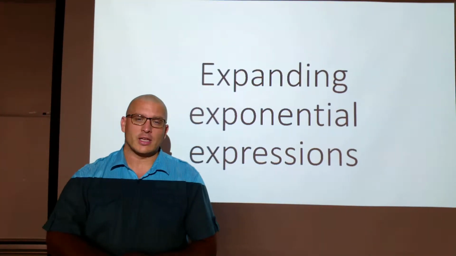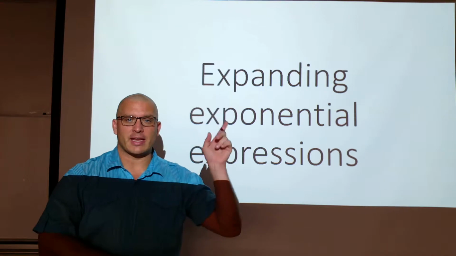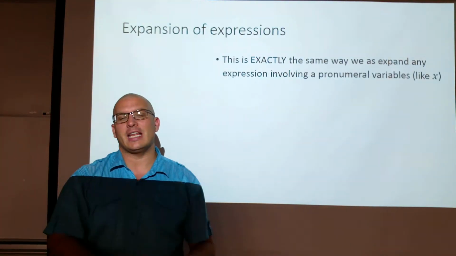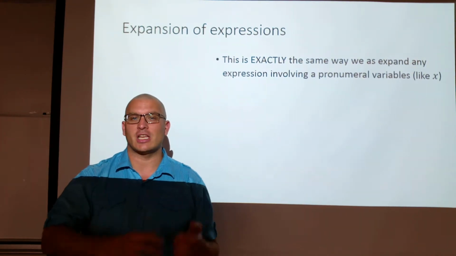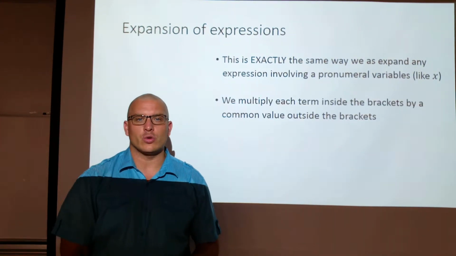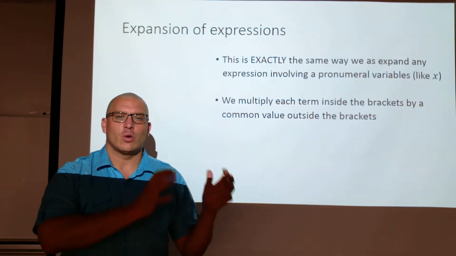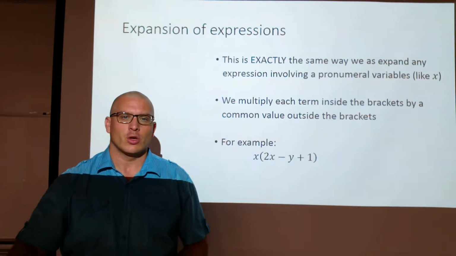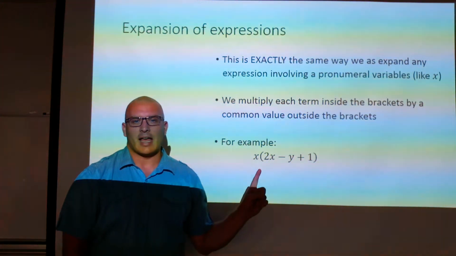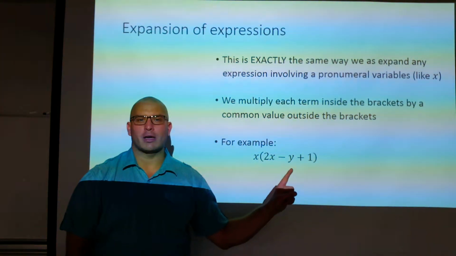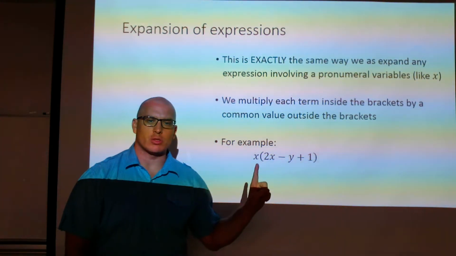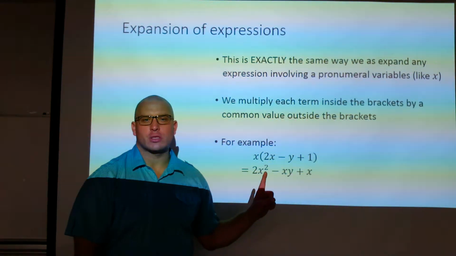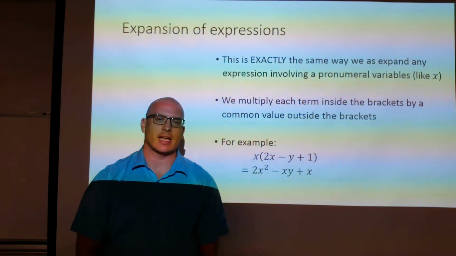This video is one in a series about how we expand exponential expressions. We do this the same way you've done any expansion of brackets or expressions any time before in maths. All we do is simply multiply everything inside a set of brackets by a common value outside the set of brackets. So for example, here we might have x outside 2x minus y plus 1. We multiply this by everything inside the brackets to expand it to give us 2x squared minus xy plus x.